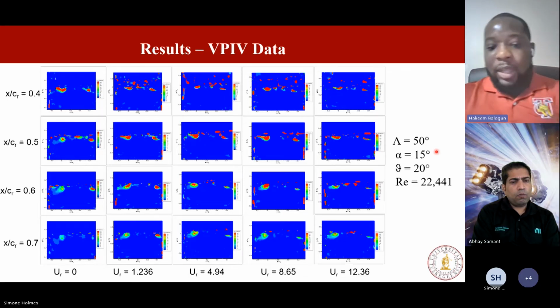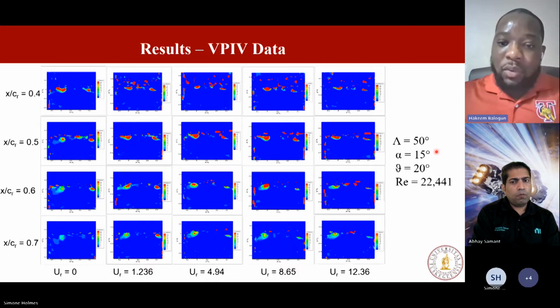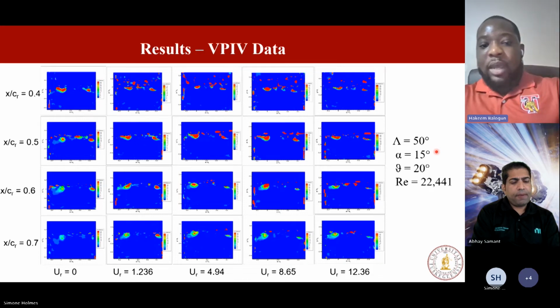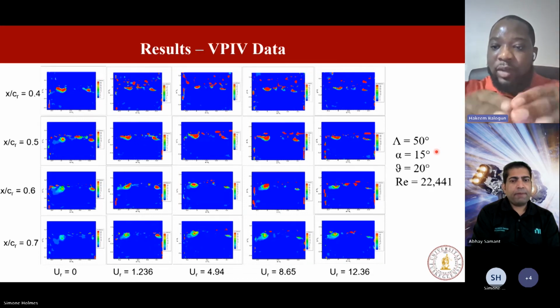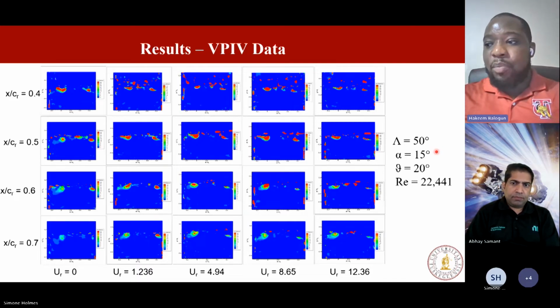And when you go right, I have increasing values of the jet velocity ratio. So I'll start from the far left. At a jet velocity ratio of 0, meaning jets off, the vortices spread out horizontally as one travels from a breakdown location of 0.4 to 0.7. So in the first column, as you go down, the vortices tend to spread out. And this is a consequence of the breakdown.